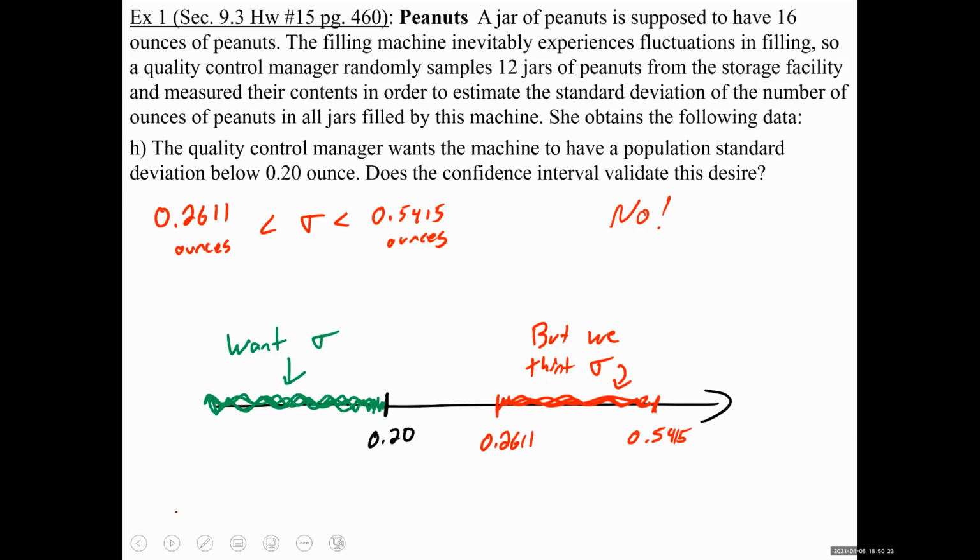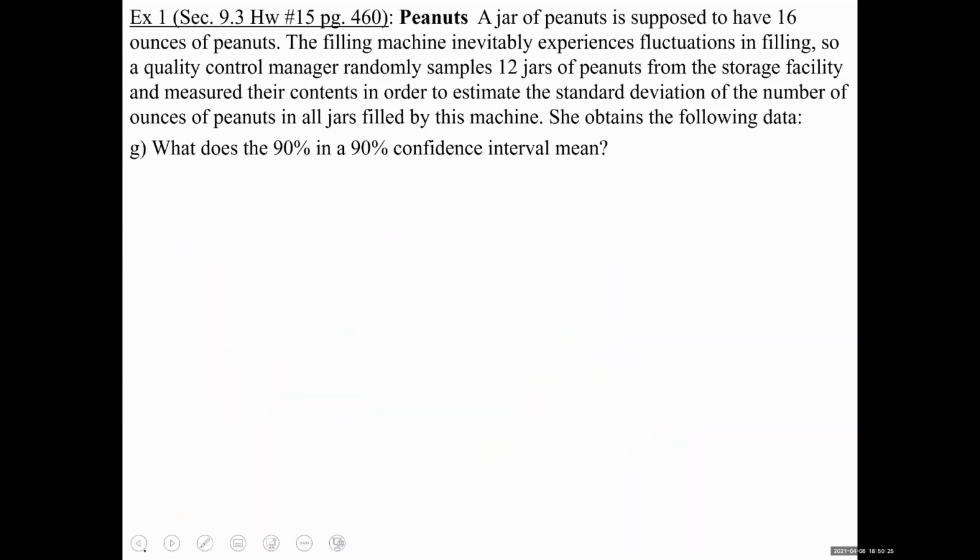Okay, let's go to part G. What does a 90% mean in a 90% confidence interval? So it's the same answer that I keep giving you in chapter 9, just you're going to change the letter. Remember that we built only one confidence interval, okay? So when you build a confidence interval, you don't know if your guess is right. You don't know if sigma is actually between the two numbers you came up with. But if you build many confidence intervals, then most of them will have sigma in them. In this case, 90% will have sigma in them and 10% will not have sigma in them.